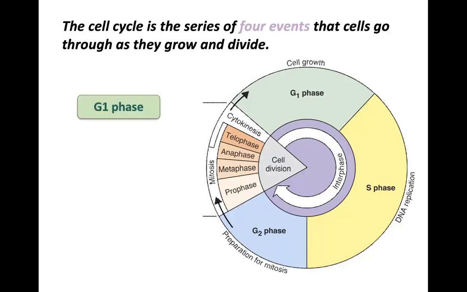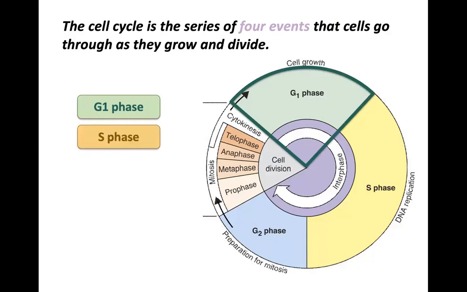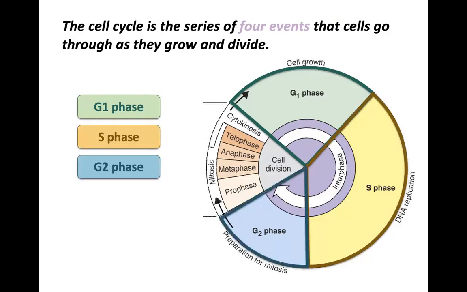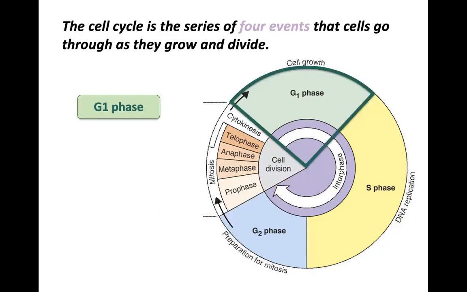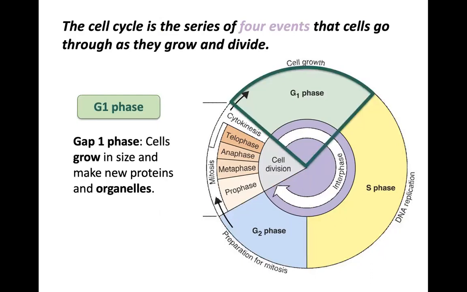So the cell cycle is the series of 4 events that cells go through as they grow and divide, okay? So there's what is known as the G1 phase, the S phase, the G2 phase, and the M phase, okay? And we're going to talk about each of these individually. So the G1 phase is known as the GAP1 phase. So this is where cells grow in size and they make new proteins and organelles.